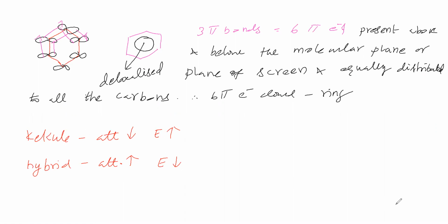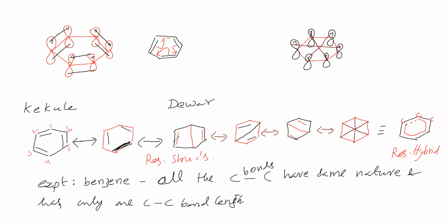Next we will see the Dewar structure. In this Dewar structure, these two carbons are far away, therefore this bond length is higher. Therefore, this bond has lesser strength. Lesser strength means stability is lesser, attraction is lesser, energy is higher. Therefore, this Dewar structure's energy will be more when compared to this Kekulé structure.